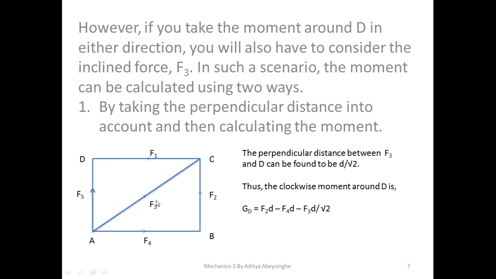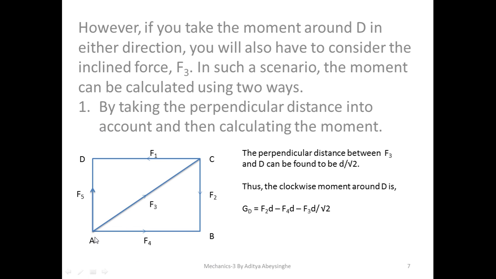So you can ignore those forces. The total clockwise moment around D is F2 times D. F2 creates a moment around this direction, so I am taking the clockwise moment. So the clockwise moment around D is F2 times this distance D, and F1 and F5 are ignored because they go through D. F4 creates a counterclockwise or anti-clockwise moment around D. That distance is again D, simple D, so the moment is minus F4 times D.